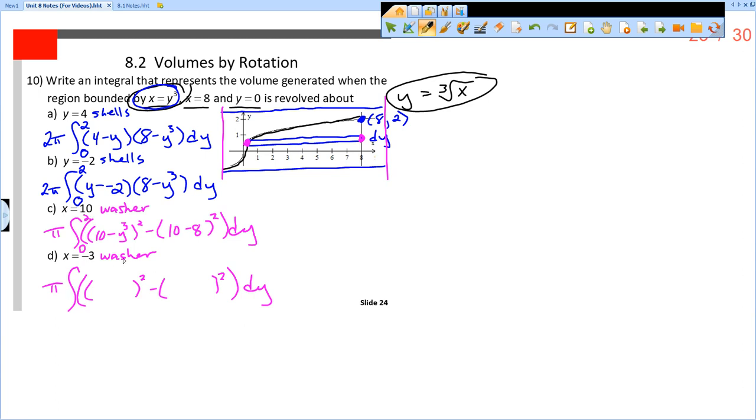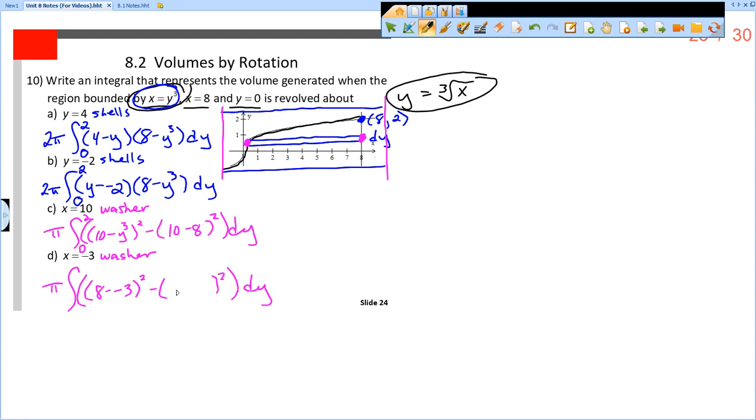All right. Now the washer method for x equals -3. Now x equals -3 is on the left of the region. So now which boundary, the left hand or the right hand, is further from x equals -3? Well, now the right hand is. So we're going to take 8 minus -3. Remember, we always take the right hand thing minus the left hand thing. So 8 is on the right of -3, right? So we take 8 minus -3. On the last problem, we did 10 minus 8 because 10 was on the right.